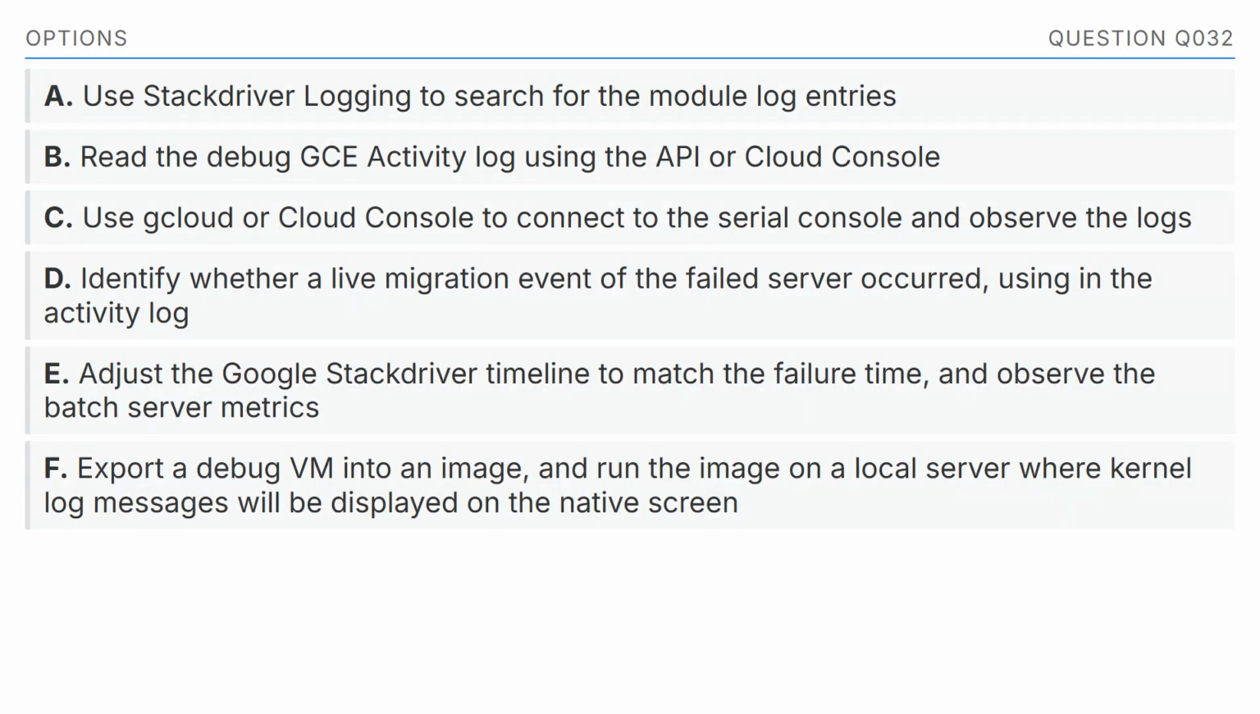The options are: Option A, use Stackdriver logging to search for the module log entries. Option B, read the debug GCE activity log using the API or Cloud Console. Option C, use Cloud or Cloud Console to connect to the Serial Console and observe the logs. Option D, identify whether a live migration event of the failed server occurred, using the activity log. Option E, adjust the Google Stackdriver timeline to match the failure time and observe the batch server metrics. Option F, export a debug VM into an image and run the image on a local server where kernel log messages will be displayed on the native screen.